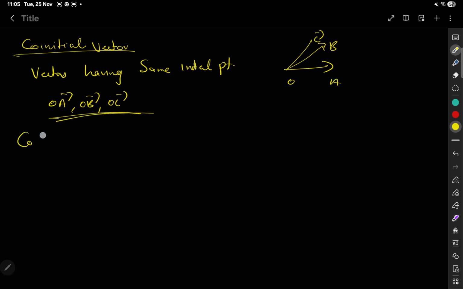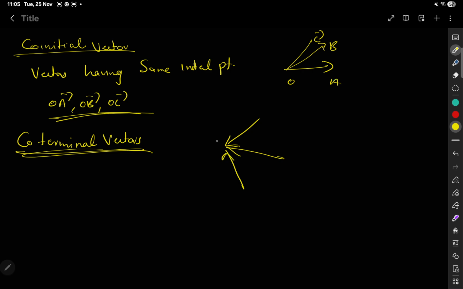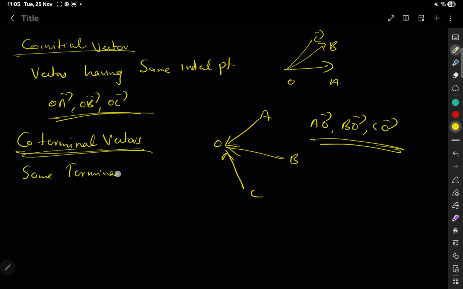Okay. Now what is co-terminal vectors? Co-terminal vectors. This is also very easy. They have the same terminal points. Say this is O, this is AO, BO, CO. So AO, BO, CO are called co-terminal vectors. Same terminal points. Okay, that's the definition. These are just basic definitions, very easy also.